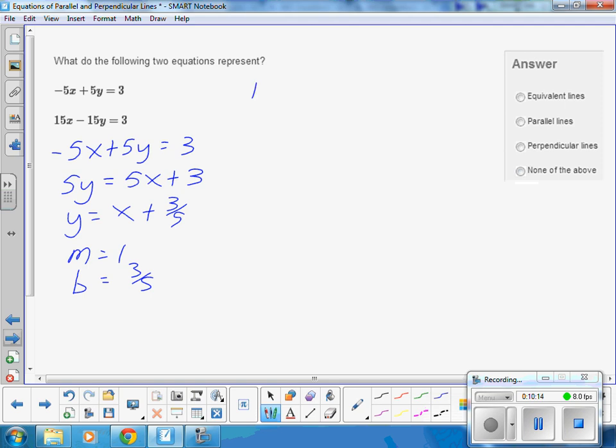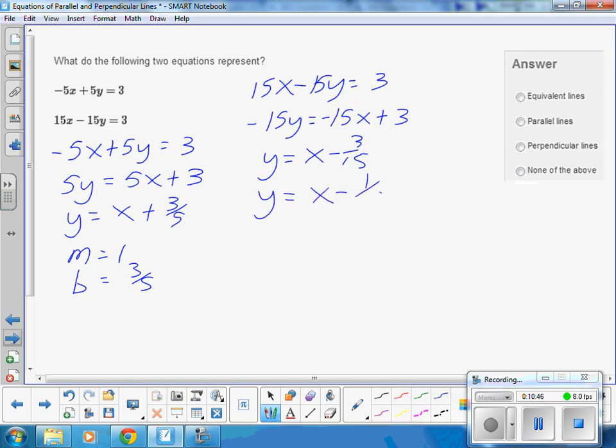Second equation, 15x minus 15y equals 3. I have to subtract 15x from both sides. So I have a negative 15y equals a negative 15x plus 3. Divide everything by 15. Actually, divide everything by negative 15. So then I'm going to get y equals x minus 3/15, which is going to be 1/5. So I get y equals x minus 1/5. My slope is 1. My intercept is a negative 1/5.